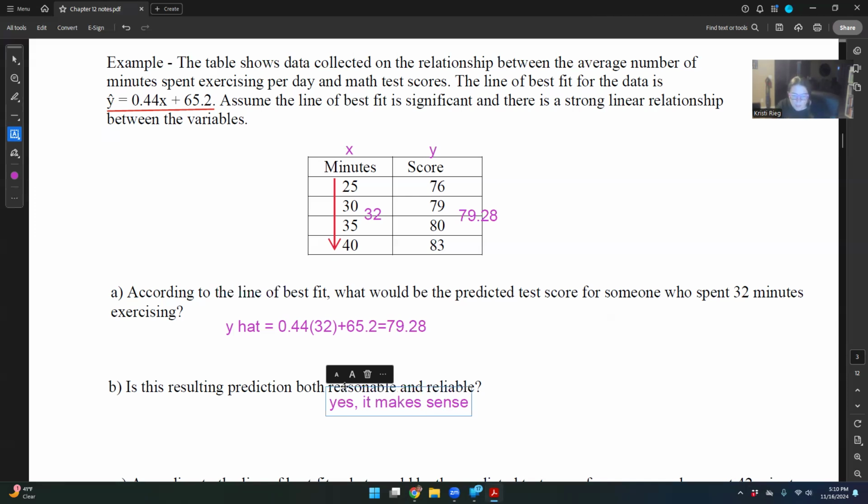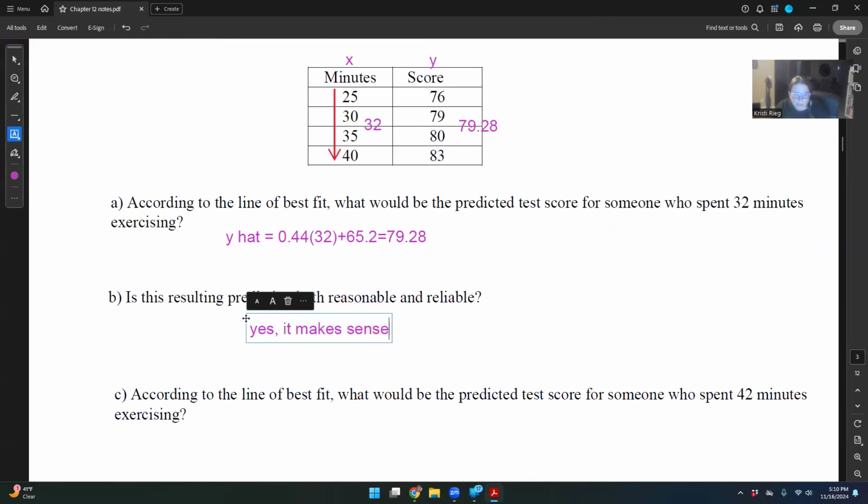Well, maybe I should have put this. You're going to get mixed up if I cram it in there too far. Okay. Reasonable. Yes, because it makes sense. A little extra than 30 minutes gets a little extra score.